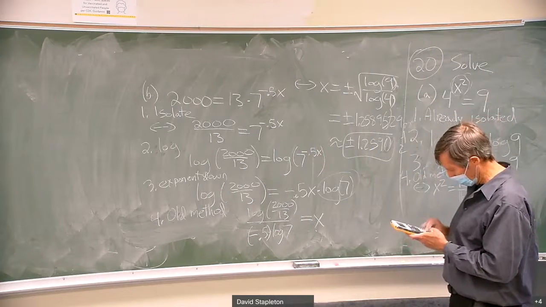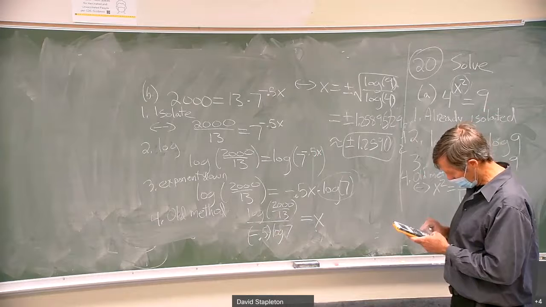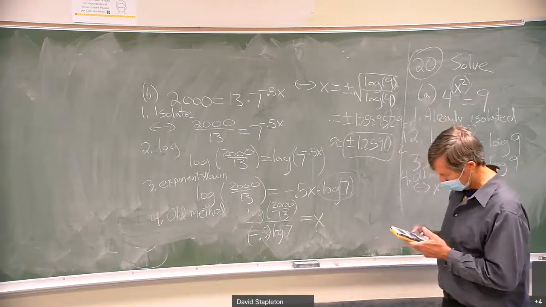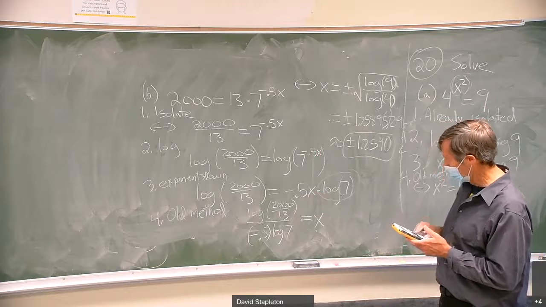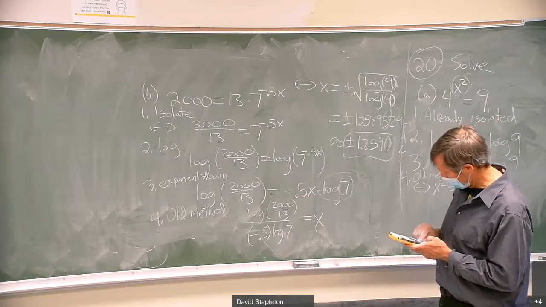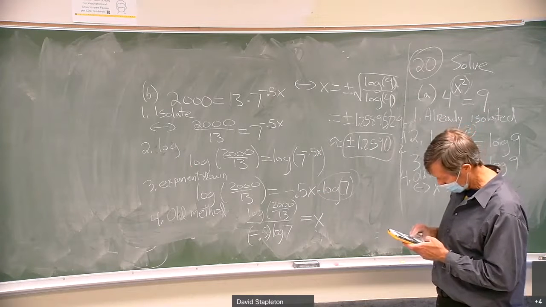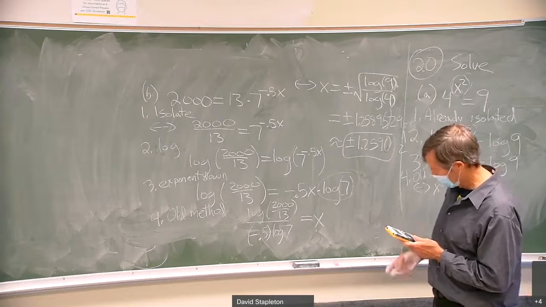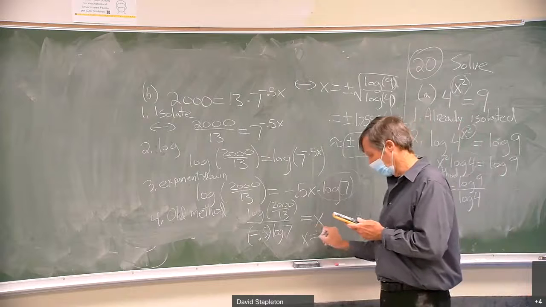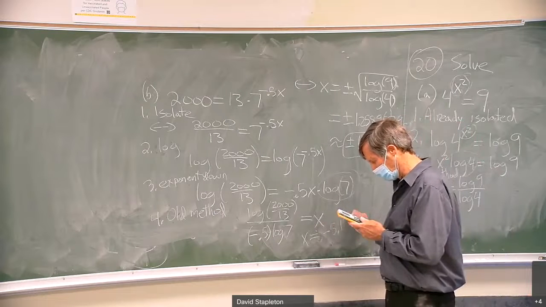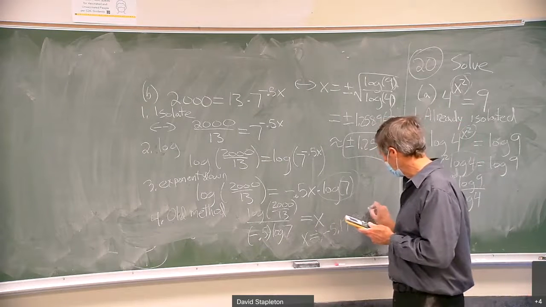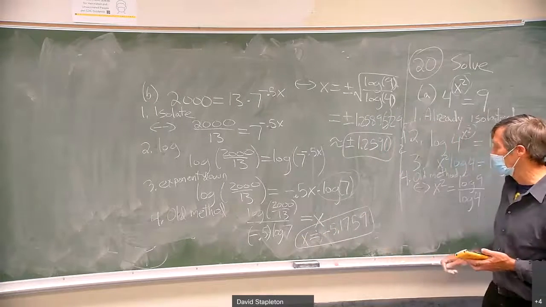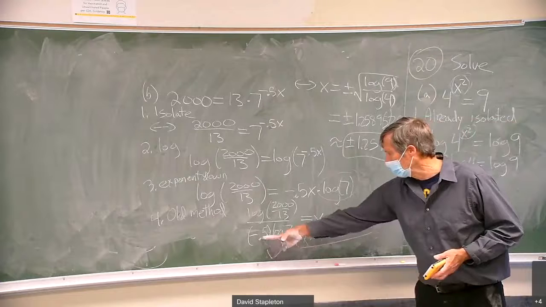The log of 2,000 divided by 13. Make sure you close the parentheses here. It'll close after the divide otherwise. Divided by 0.5 log of 7. I get x equals minus 5.1759 when I round to 4 decimal places. Now, this one you have to be careful in your calculator, actually. There's 2 numbers in the bottom.